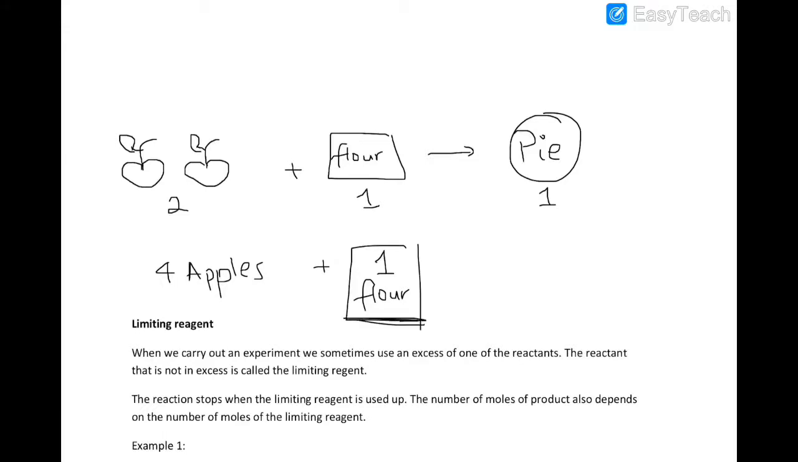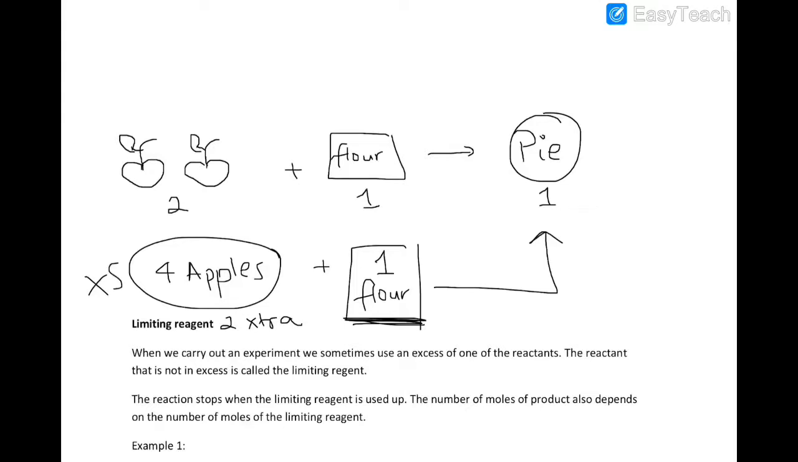Because we have 1 pack of flour, we would still be able to make only 1 pie, which means that we have 2 apples extra. 2 extra apples, which means that the apples are in excess here and that the flour is limiting the number of pies that we can make. Even if we had 100 apples and 1 pack of flour, we would still be able to make only 1 pie.